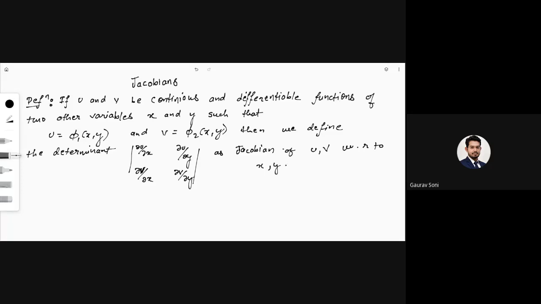Jacobian is actually the determinant. So if you have u as a function of xy, v as a function of xy, then I can define the determinant as the Jacobian of uv with respect to xy, and it is denoted by the partial of uv with respect to x comma y, or simply J equal to uv with respect to xy.